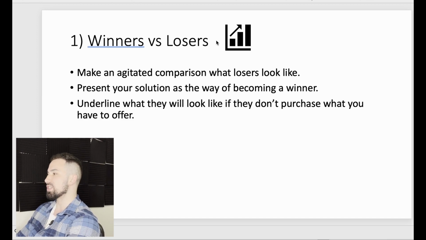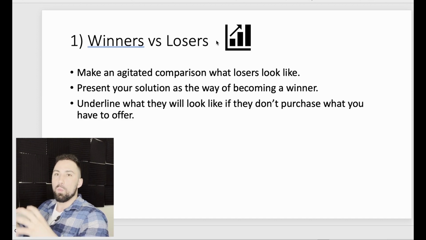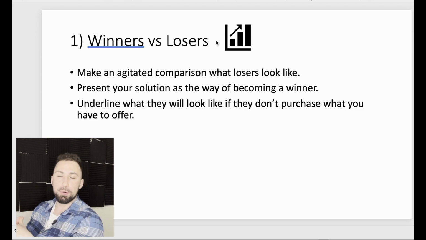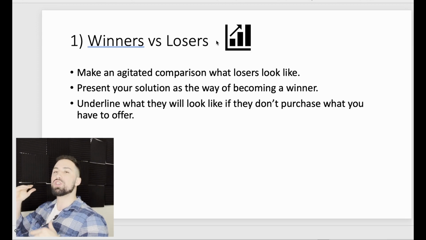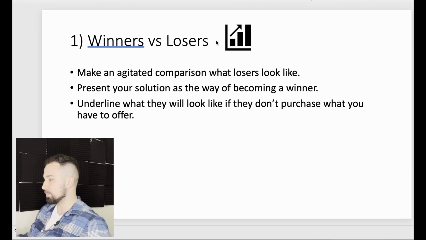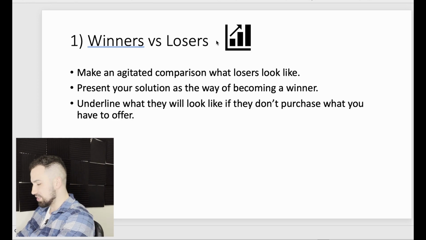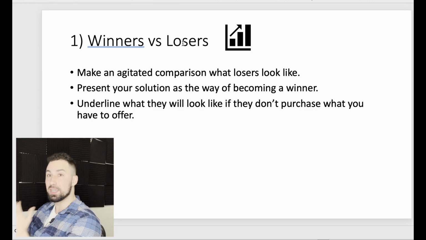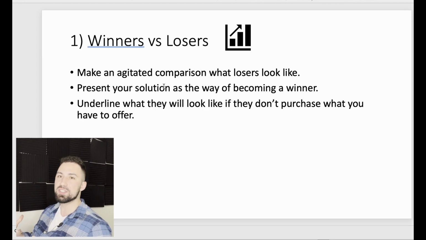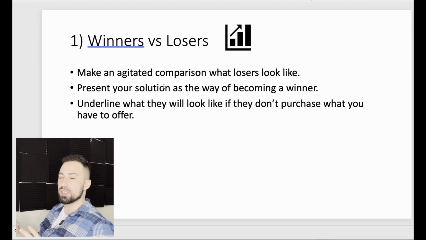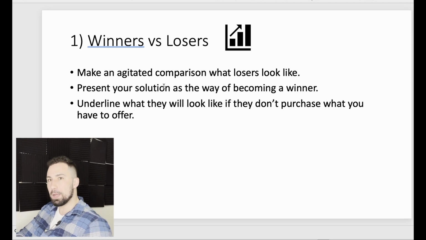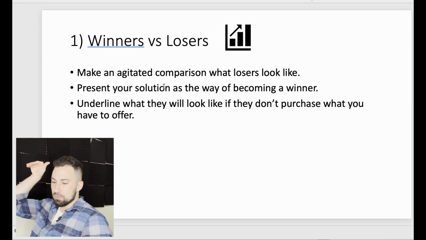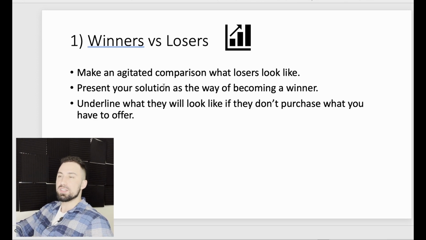The winners and losers. In this case, we want to agitate what they're going to have if they don't buy your product or service, but also what they're going to have when they buy your product or service. So we have to underline both with a lot of agitation. If they buy your product or service, tell them how their life is going to improve drastically, and you want to label them as winners. In this case, as a group, a cult of people who actually win in life, right? But if they don't, if they stay right there, if they don't buy your product or service, they will think about that opportunity they missed time and time again.